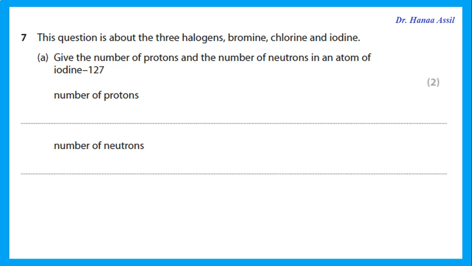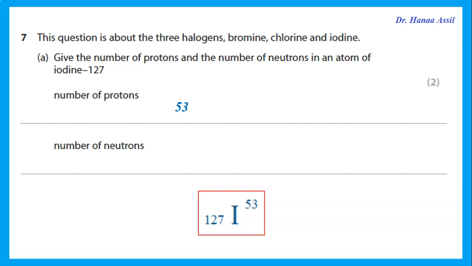Question 7 says, this question is about the three halogens, bromine, chlorine, and iodine. Give the number of protons and neutrons in an atom of iodine 127. Remember that the number that is given in the question is the mass number. I need to go to the periodic table and check first of all for the atomic number, which is the smaller number. So the atomic number for iodine is 53. That means I have 53 protons.